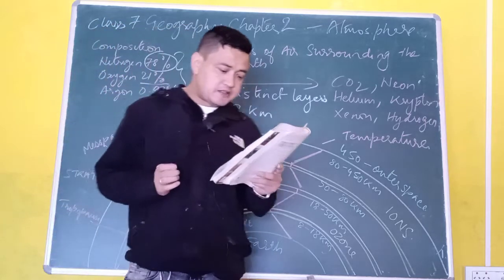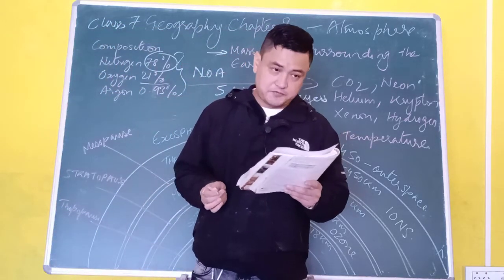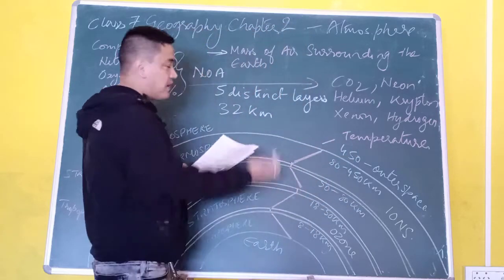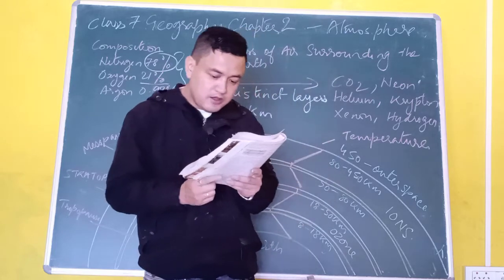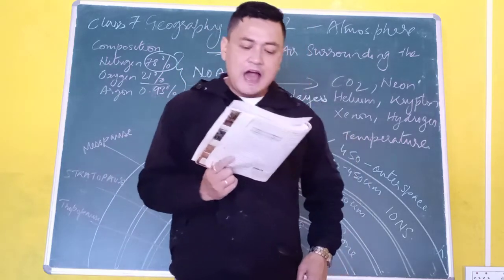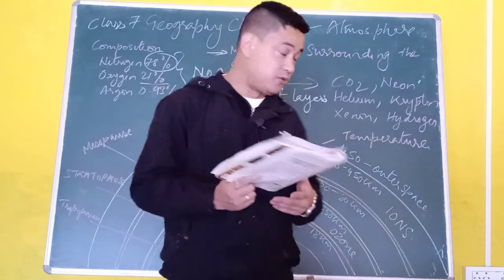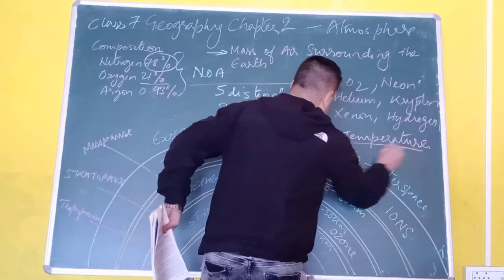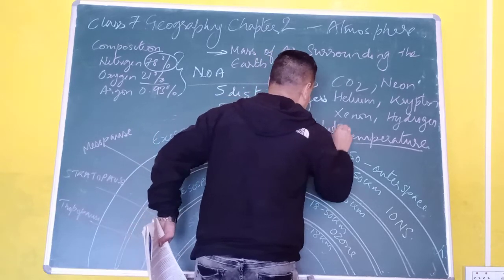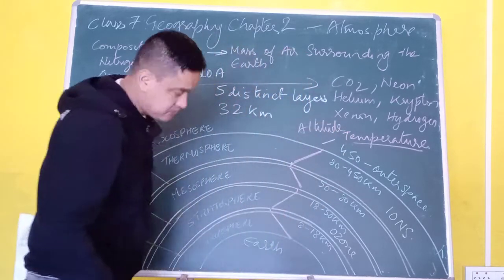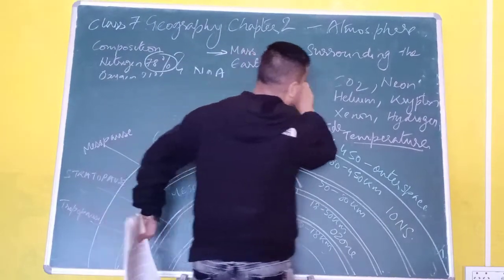Now, if you look at this, temperature varies a lot in the atmosphere. Sometimes it rises, sometimes it decreases. Therefore, I have drawn a red line to represent temperature and the altitude. So, it not only shows the temperature, it also shows the altitude of a particular layer.